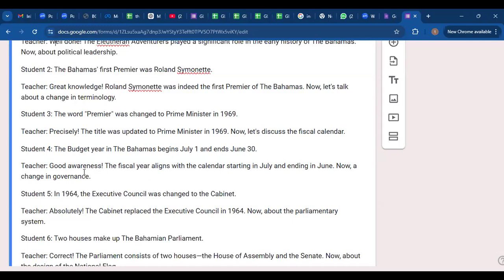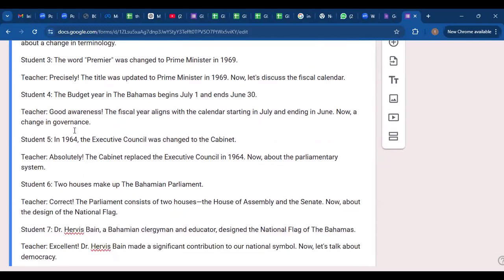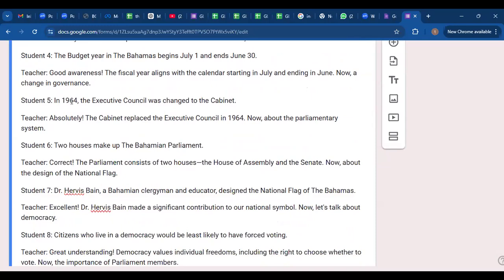Now a change in government. In 1964, the Executive Council was changed to cabinet. Absolutely. The cabinet replaced the Executive Council in 1964.